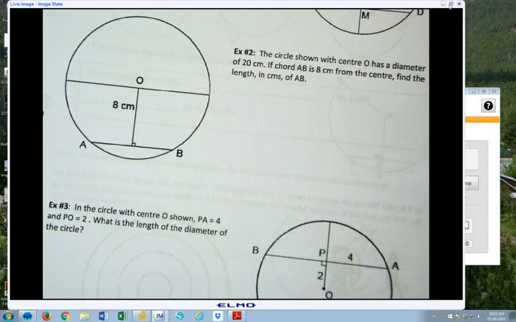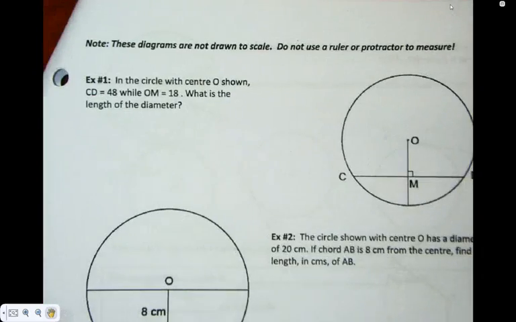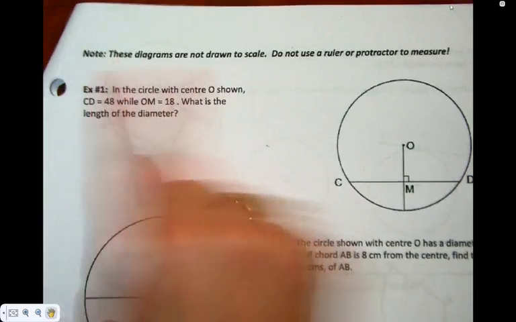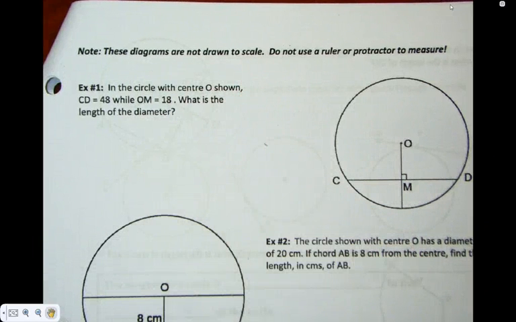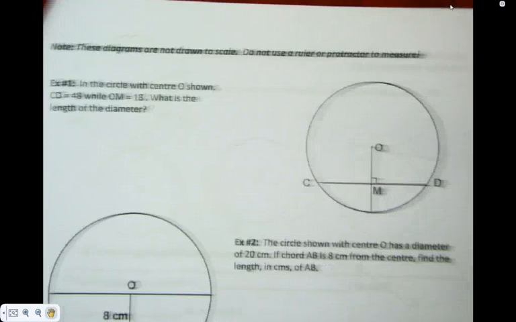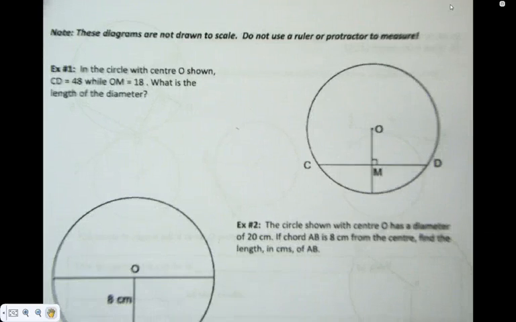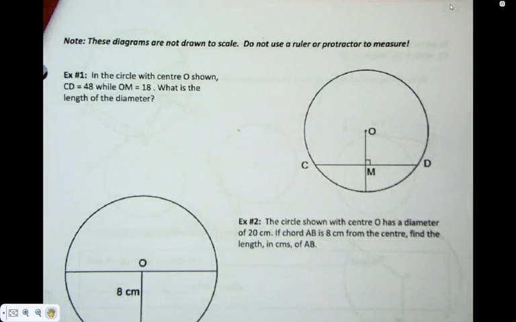Yesterday, they're going to give you a diagram with a bunch of stuff. They're going to give you some information and ask you to find something else. Note, just like yesterday, these are never drawn to scale. So these are not measure and get the answer. You cannot just measure and write that down as the answer. Kayla, take your earphone out, please. Number 1, center with circle O shown. CD is 48. OM is 18. What's the length of the diameter? What do you want to do first? Okay, what do you want to mark?